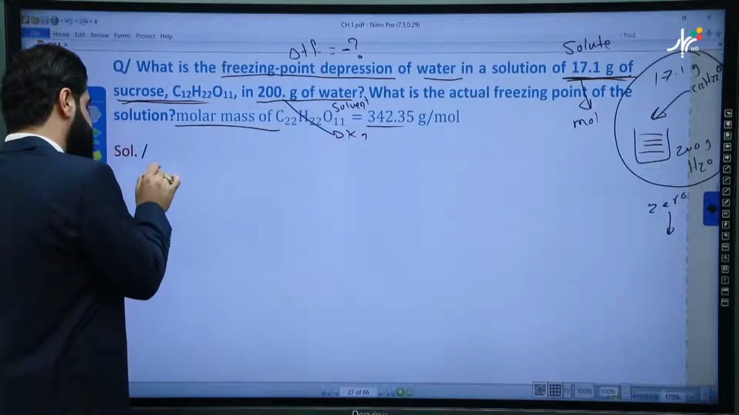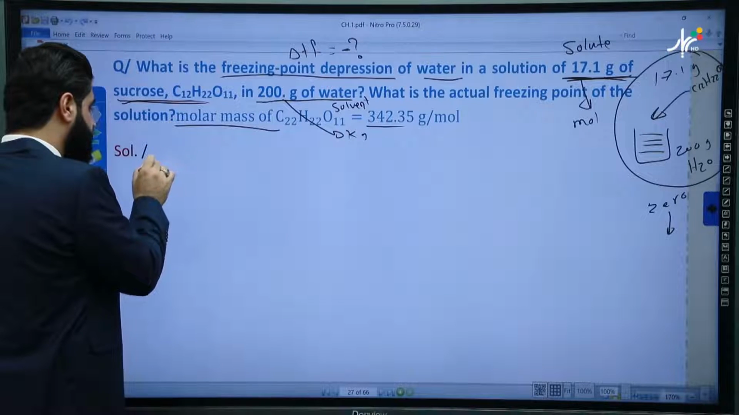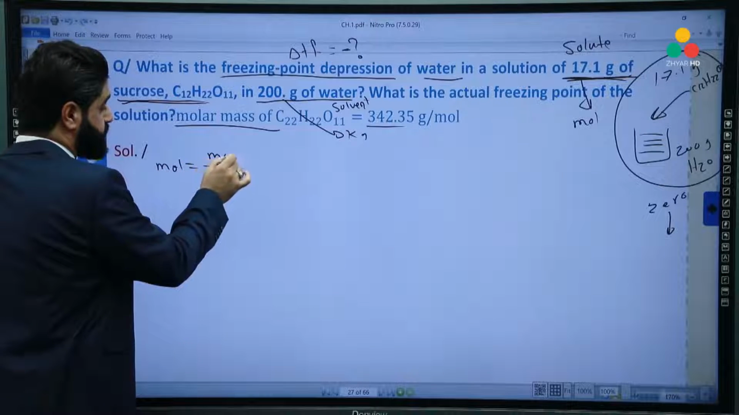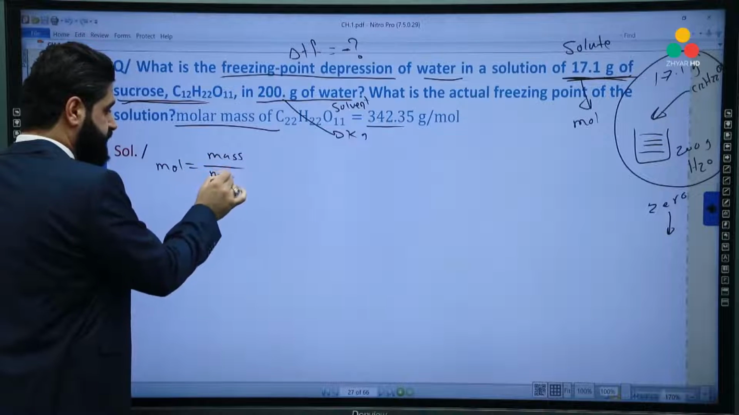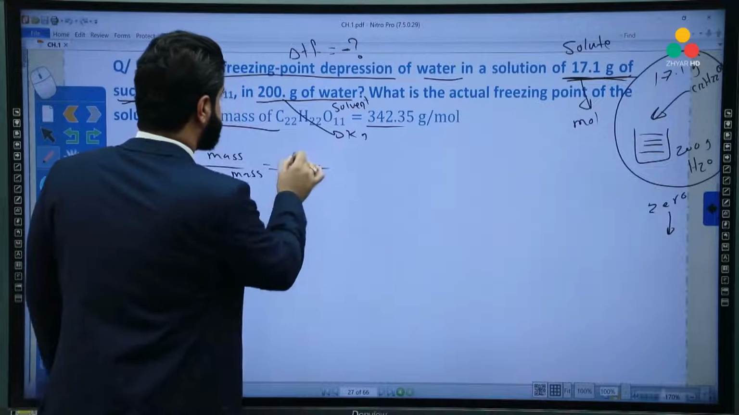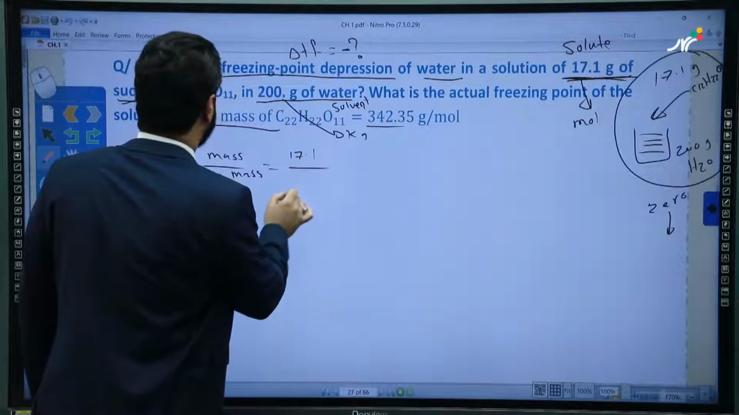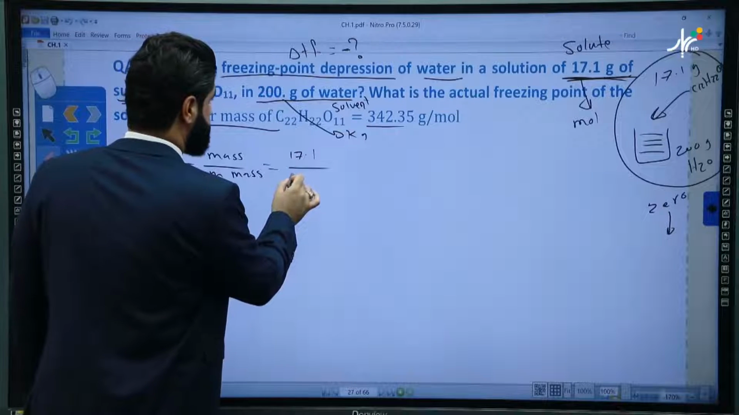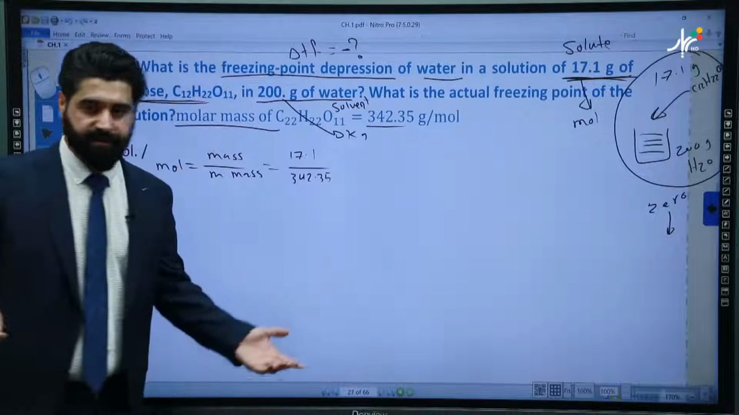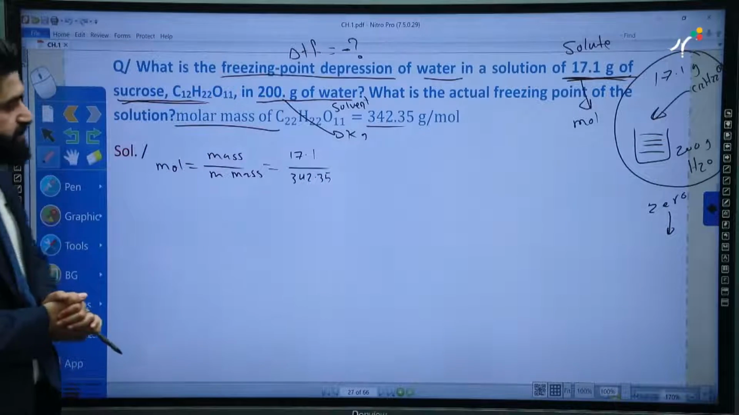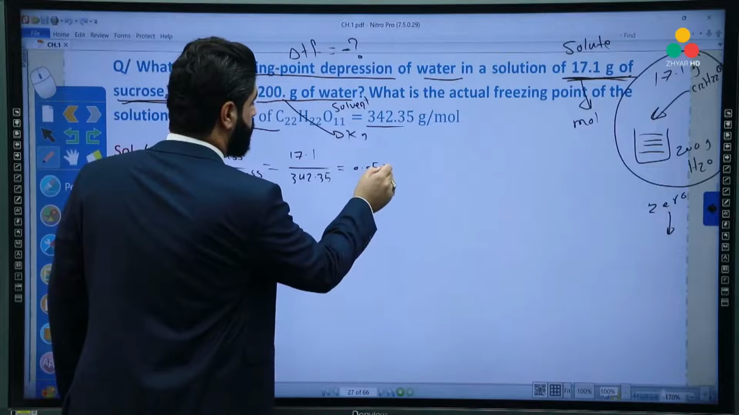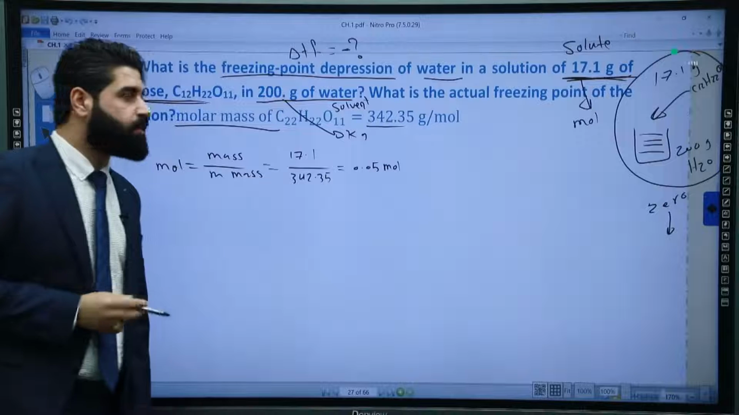Well, firstly, we have to calculate the number of moles. Moles equals mass over molar mass. The mass is 70.1 grams, and the molar mass is 342.35. Look, it's very easy. So the first thing we get is number of moles equals 0.05 mole. This is the number of moles.